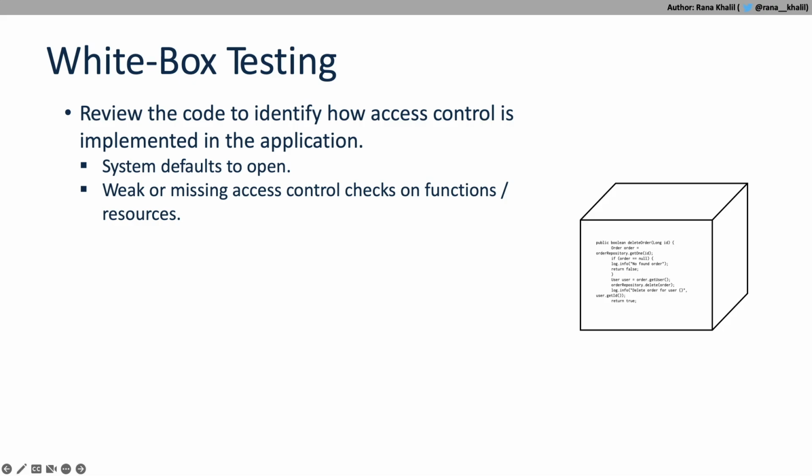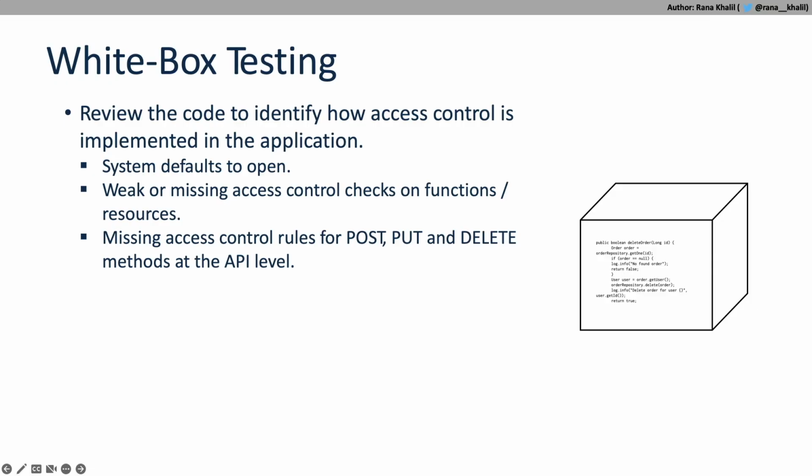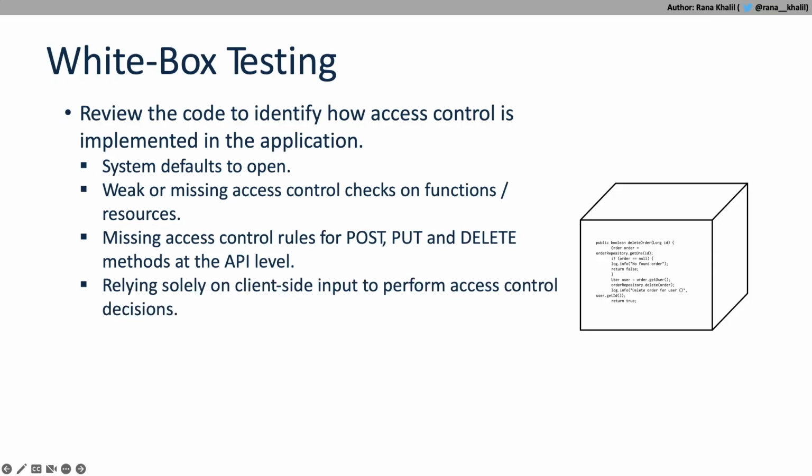So what you want to look for is missing or weak access control checks on functions when you're reviewing the code. Next, you want to look for missing access controls on certain methods of the API. So there might be access control rules on, let's say, the get method, but the developer had forgotten to put access control rules on, let's say, the post or put or even the delete method. Last but not least, you want to look for instances where the application relies solely on client-side input to perform access control decisions. So not validating client-side input on the server side.